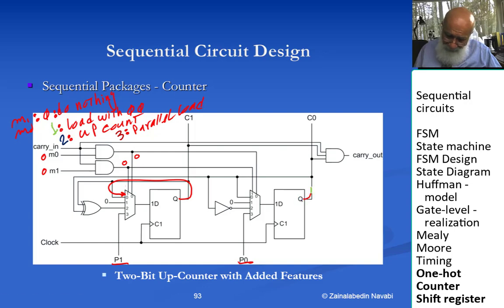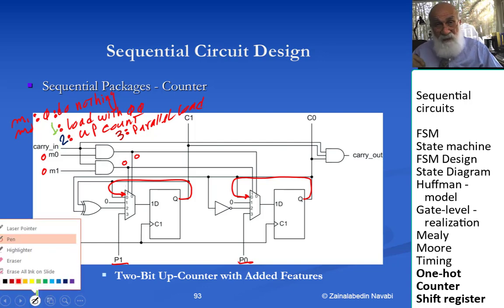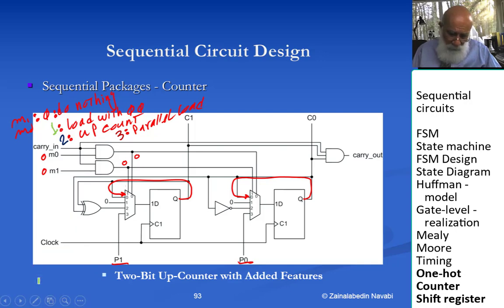This will go back to itself. Actually, doing nothing means don't touch the count. It means that it's feeding back to itself, keeping the old count. So the doing nothing is implemented. Doing nothing is not exactly doing nothing. It does something. It puts itself back into it. Load with 0, 0. Well, if it is 0, 1, I'm putting a 0 here, a 0 here, and therefore I'm loading it with 0, 0.